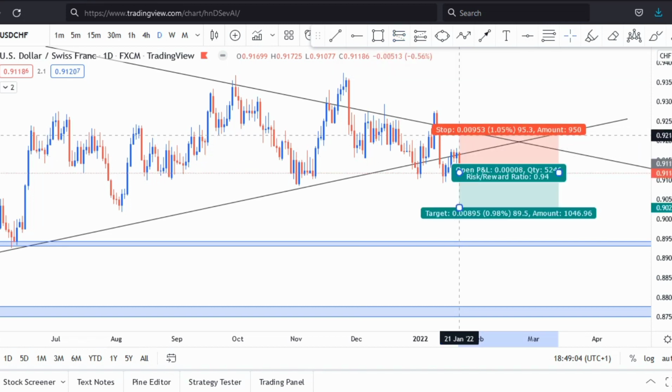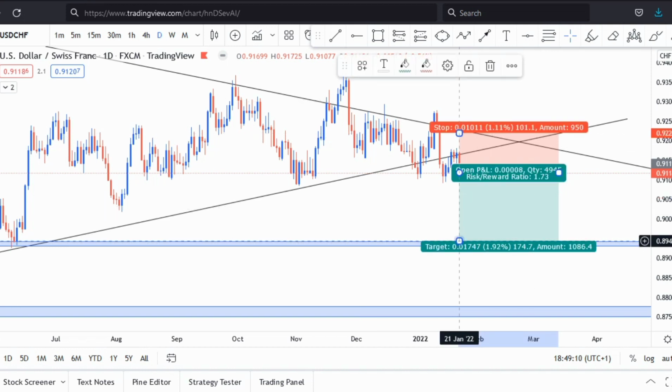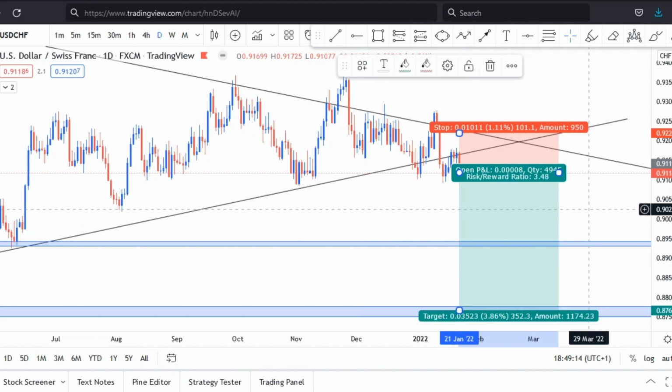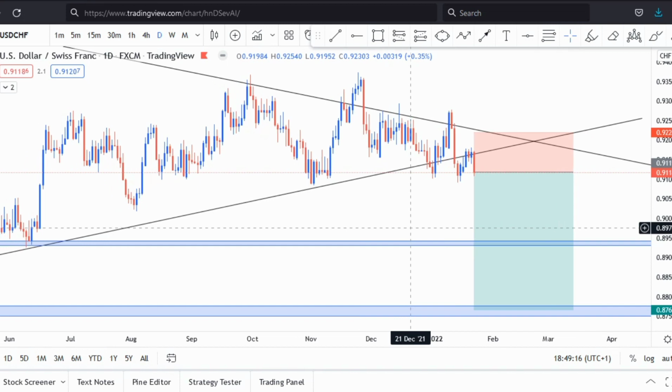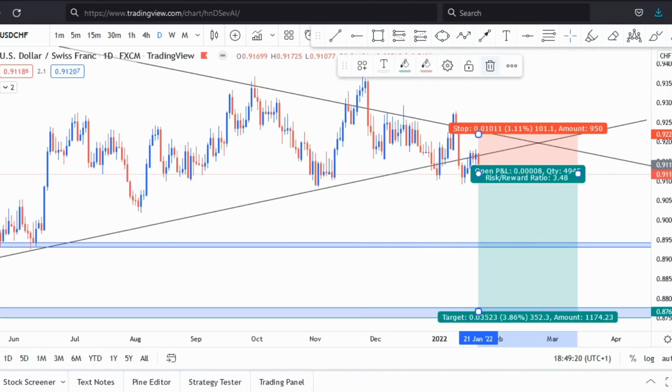It could be about 90 pips or about 100 pips stop loss, just to give you enough space. Your first take profit would be here at about 170 pips, and then further down to about 350 pips. Okay, so this is what I'm looking at in the broad picture as well on the daily time frame.